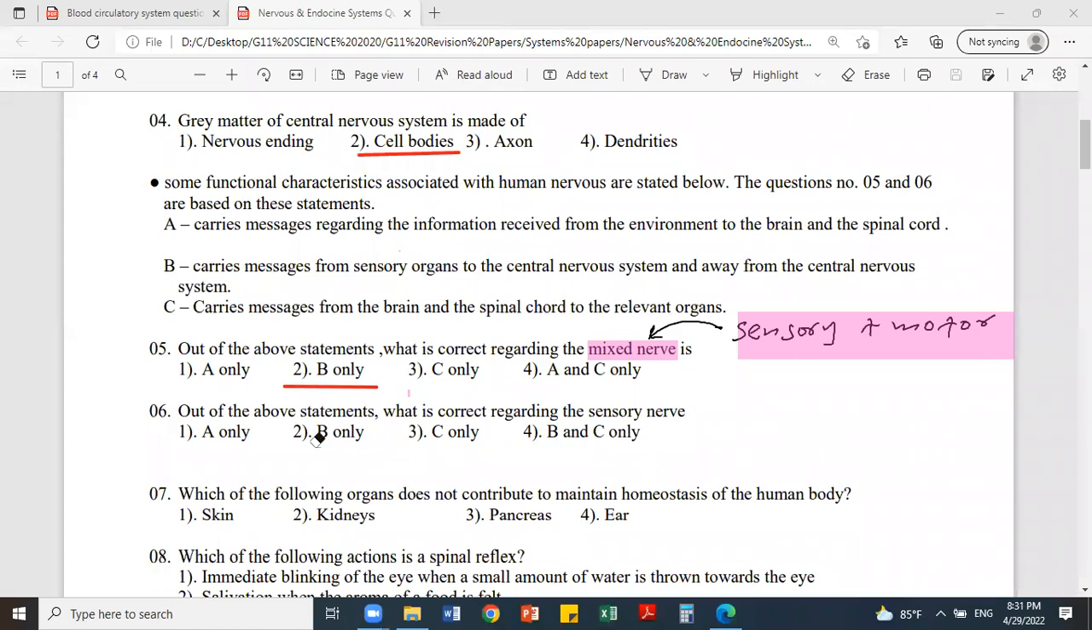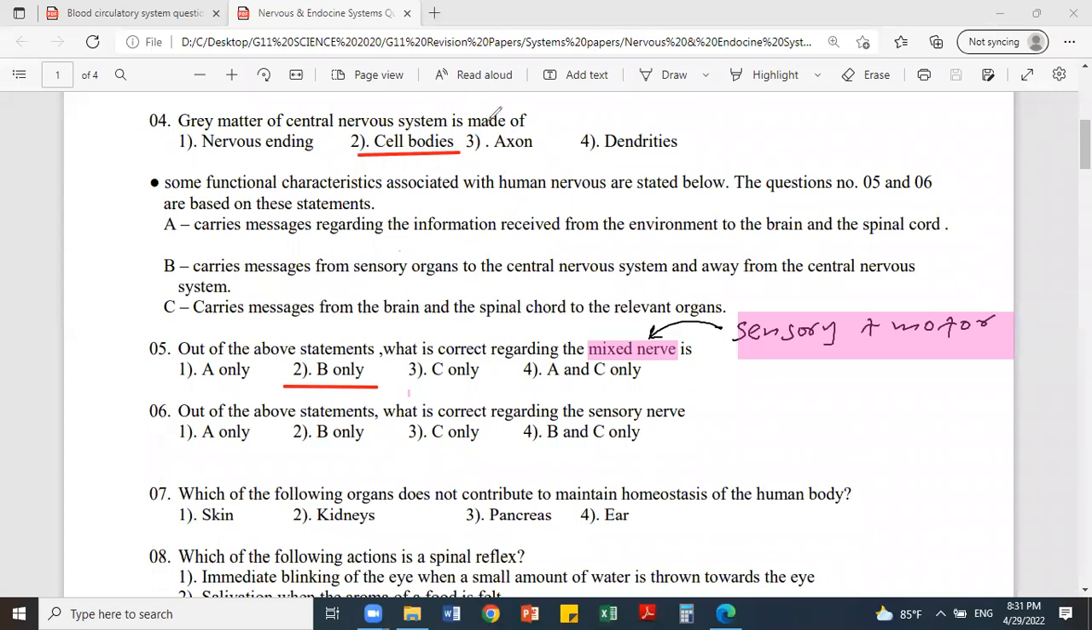Question number 6. What is correct regarding sensory neuron? The sensory neuron carries impulses towards the CNS. It collects information from the environment and transfers that to the brain and the spinal cord. Messages from the environment or around us are transferred towards the CNS, or central nervous system.